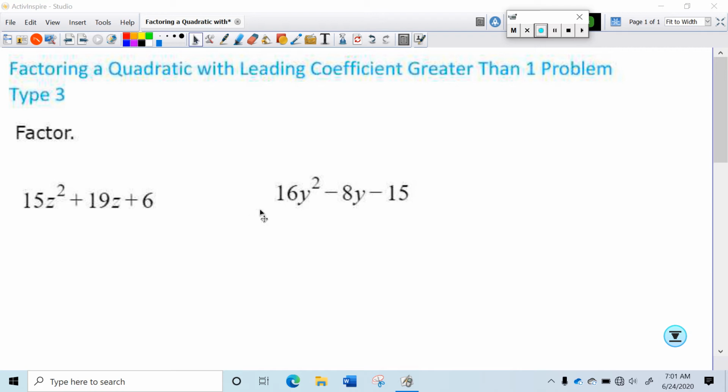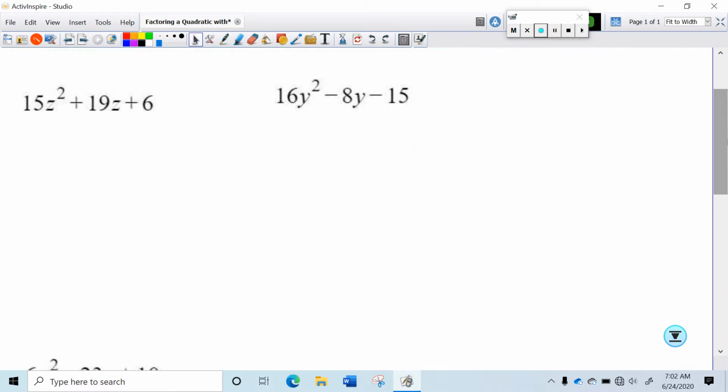I'm going to factor these, and the first thing I notice is that they are trinomials and they are not perfect squares in the beginning and the end. 15 and 6 are not perfect squares. So that means I have to use what we call the AC method of factoring. So here's what you do. You take the first and the last and multiply them. So 15 times 6 is equal to 90.